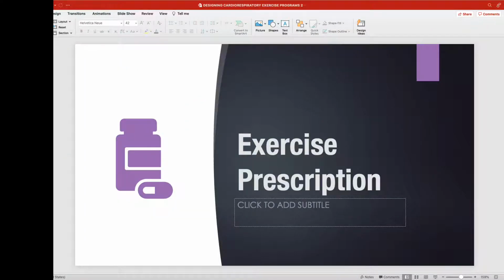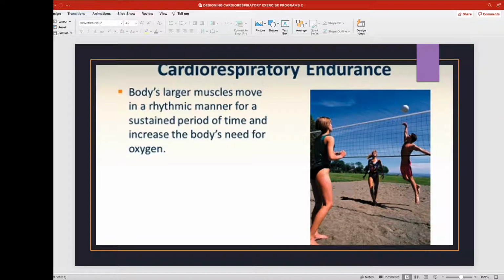Okay. Now we're going to get down to the nitty gritty here. So we're going to get into some science. So exercise prescription. The best way, and I mentioned this earlier, the best way to improve your cardiorespiratory endurance is to participate in aerobic activities. And here we're talking about using the body's larger muscles to move in a rhythmic manner. And not only are we moving in a rhythmic manner, we're doing it for a sustained period of time so we can increase the body's overall need for oxygen. And that's the definition of aerobic activities.